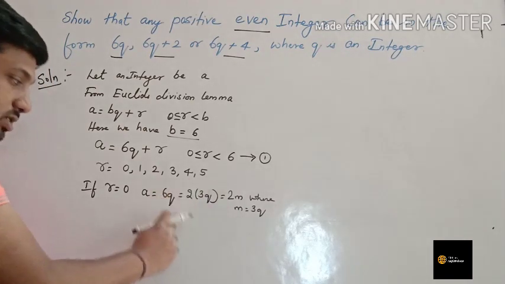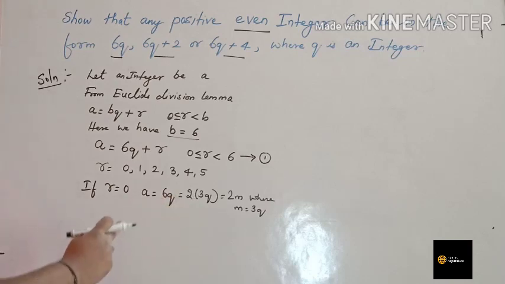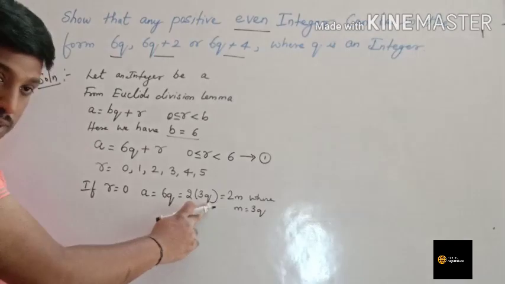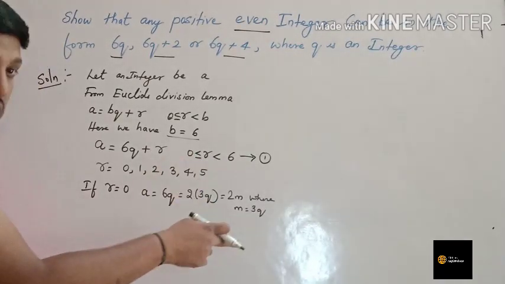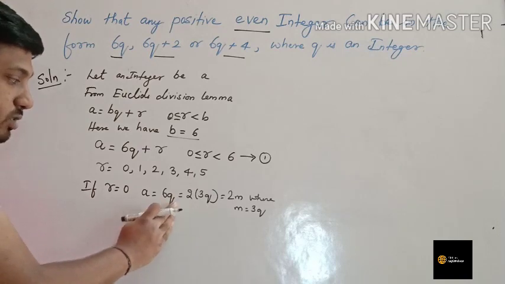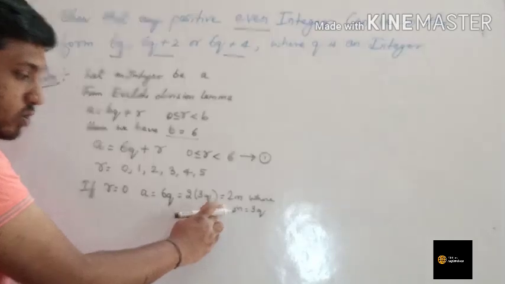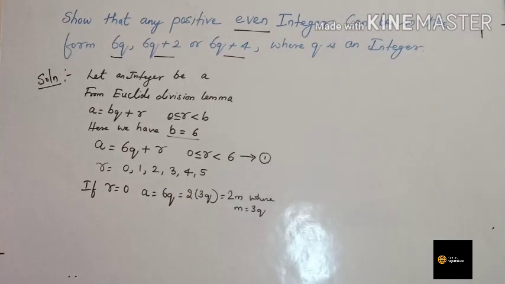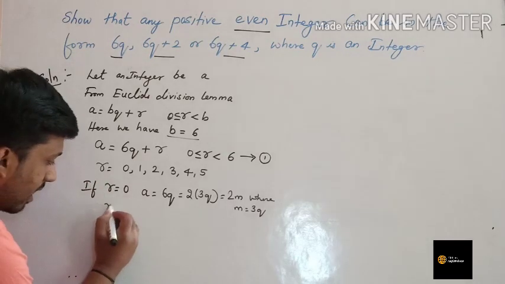Why I am doing this is, I need to show this number is in the form of even. The multiples of 2 are nothing but even numbers, right? So 2 into any number obviously will be an even number. So that's the reason I split this into 2 into 3q. So that is equal to 2m, where m is nothing but 3q. Understanding? Yes. Next condition we are going to go when r is equal to 1.